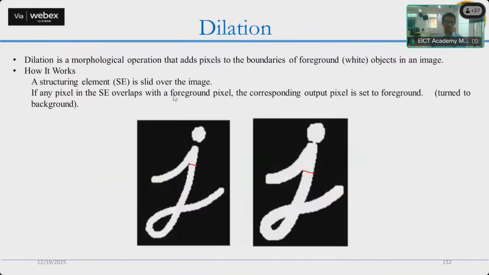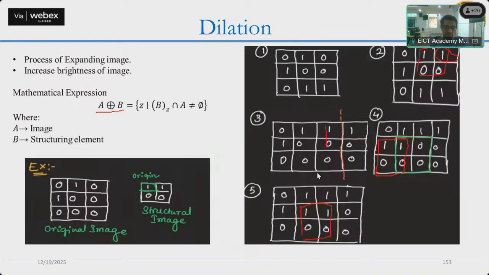Basically, in dilation, what you are doing is adding pixels to the boundaries of the foreground. Foreground is basically the white objects in an image. The structural element slides over the image. So what is happening here? If you see here, it has been expanding from here to here. But how does it work mathematically? It leads to the process of expanding the image, increasing the brightness of the image.